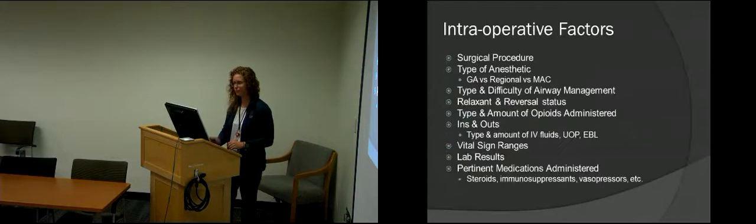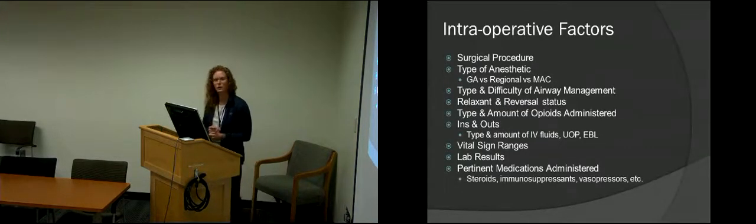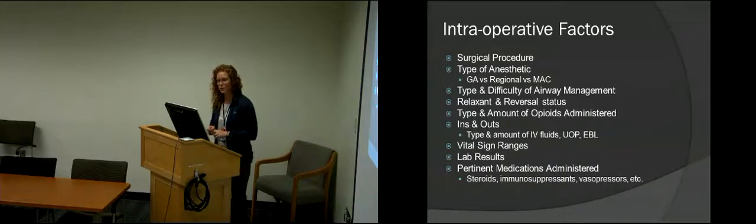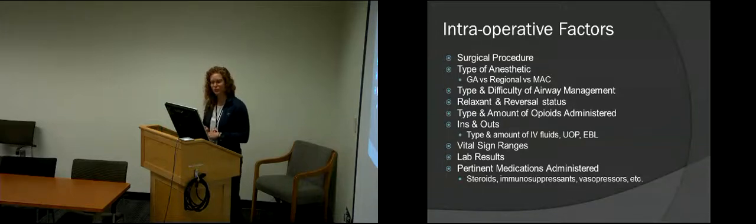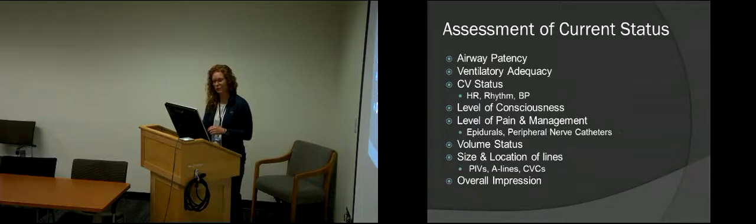Okay. So intraoperative factors, things we care about. What surgical procedure did the patient have? What type of anesthetic did they receive? Was it a general, regional, or just monitored anesthesia care? Type and difficulty of airway management, any relaxant that you provided and whether you reversed or not. Type and amount of opioids administered. I's and O's, so any IV fluids you gave. Was it a colloid? Was it crystalloid? Which one was it? How much did you give? If you're monitoring output, what do they have? Any estimated blood loss.